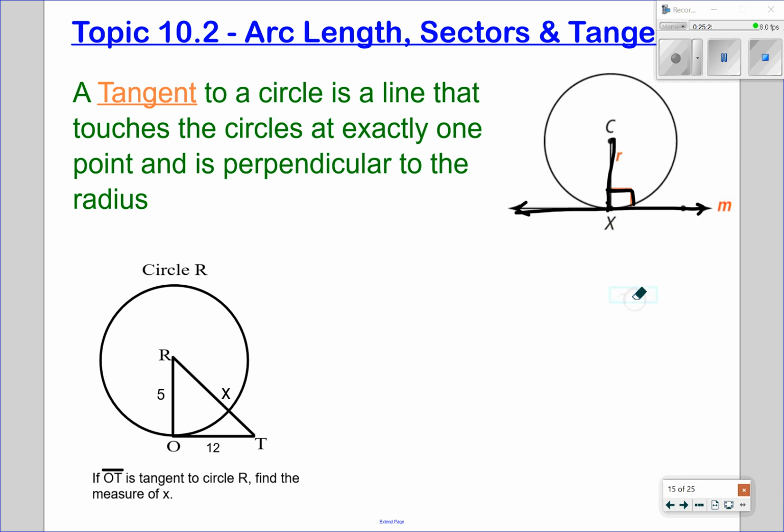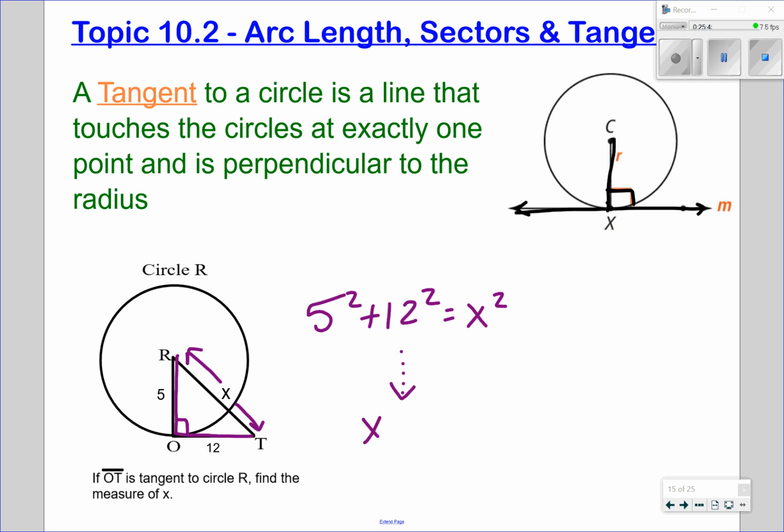So if you look here, if we have OT is tangent to this circle R, that means this is 90 degrees. So 5 squared plus 12 squared would be this whole thing, x squared. And then algebra happens, 5 squared, if you take the 25 plus 144 and you square root it, x gives you 13. So just a quick review of how you can apply Pythagorean theorem.